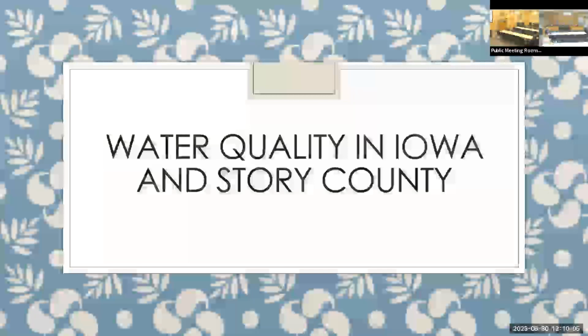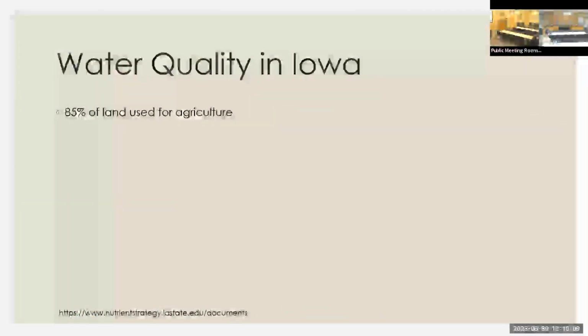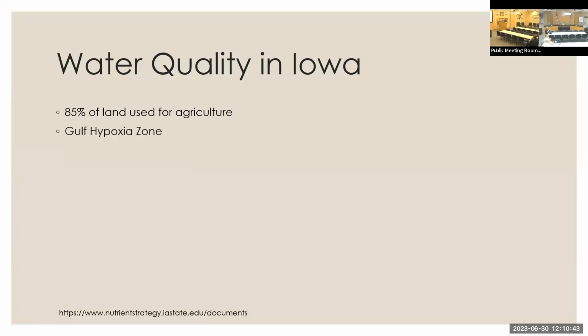So now I'm going to discuss water quality in Iowa first before I discuss water quality in Story County. But we know that Iowa has a lot of ag land. Over 85% of land is used for agriculture, and we are number one in a lot of ag products: corn, soybeans, eggs, hogs, number one or number two in those categories. So there's a lot of winning for Iowa, if you will, but sometimes that comes at a cost to our soil health and our water quality.